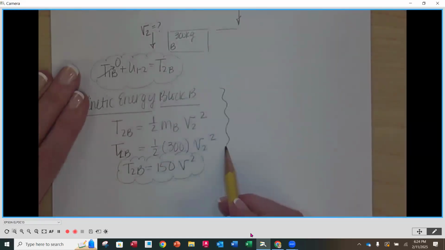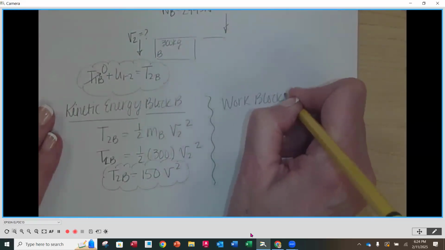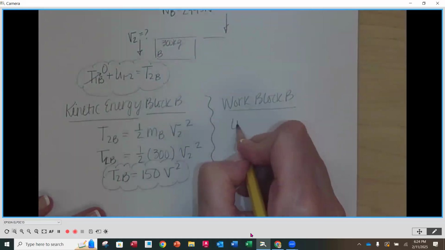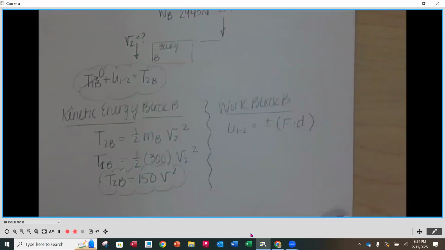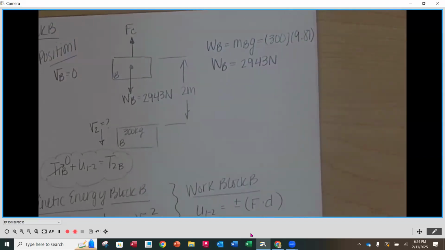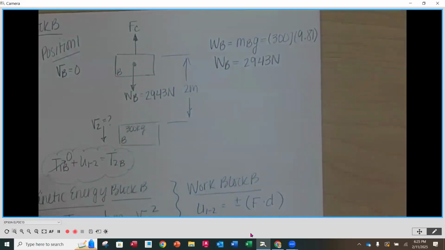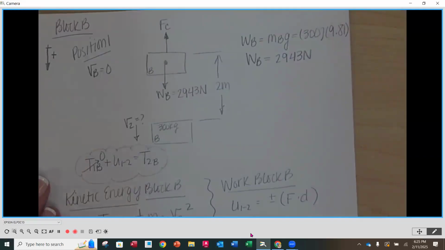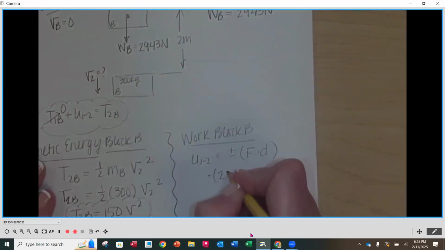I think I can squeeze the work in next to it. There's a lot of space here. So work, block B. That means U1 to 2 is going to be equal to plus or minus F times D, right? The work being done in this case on the block, because it is moving vertically, is going to be the forces that are vertical. We've got two forces here that are vertical, right? We're going to use our convention as anything going down, in this case, is positive.